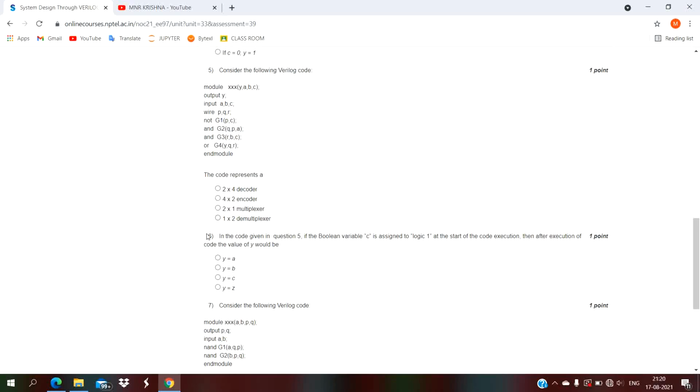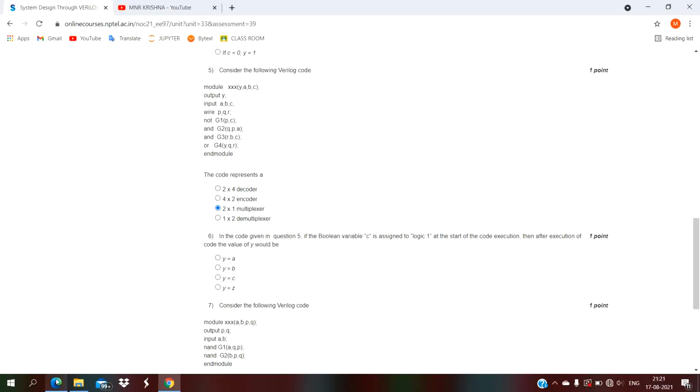For the fifth question, directly we can assume that here we are using 1 or 3 inputs. For 3 inputs, there is no such option with only 1 output; only option C has 1 output. Let us assume C is an enable, then A and B are inputs and Y is the output. So 2 by 1 multiplexer is the correct answer.